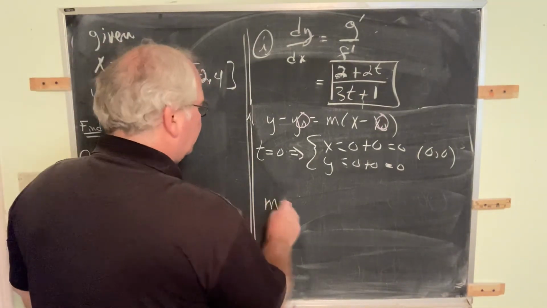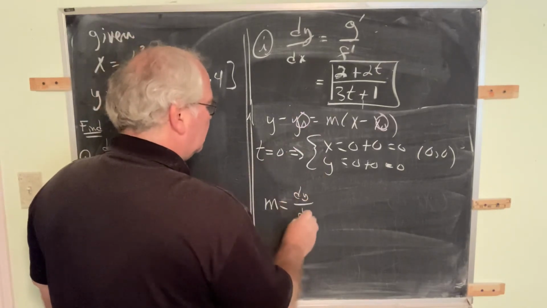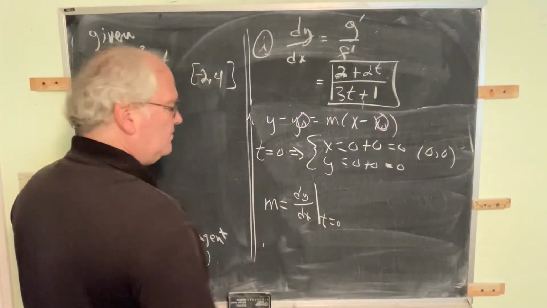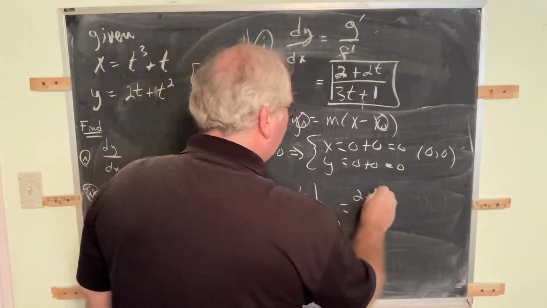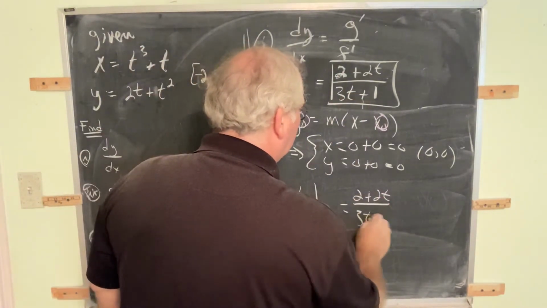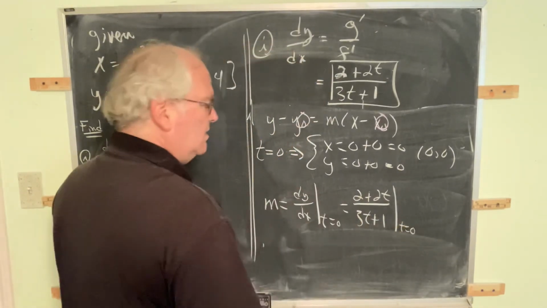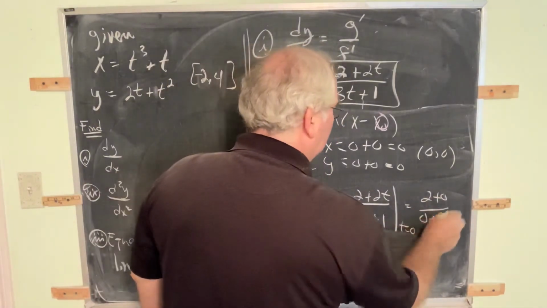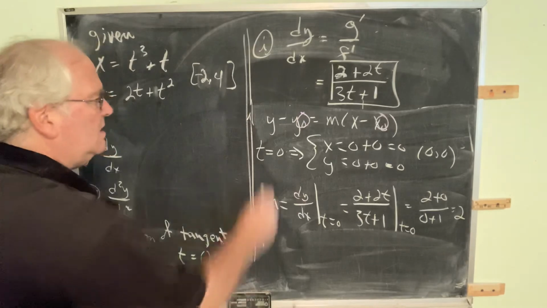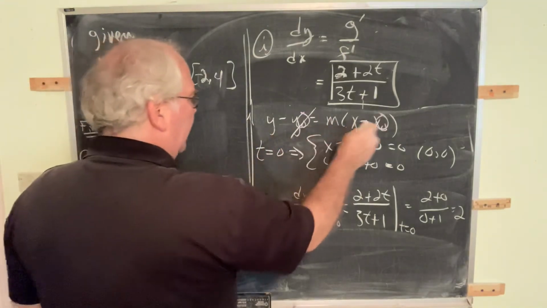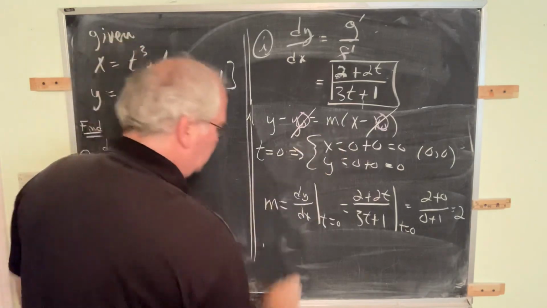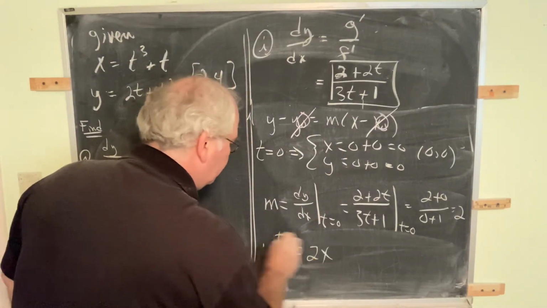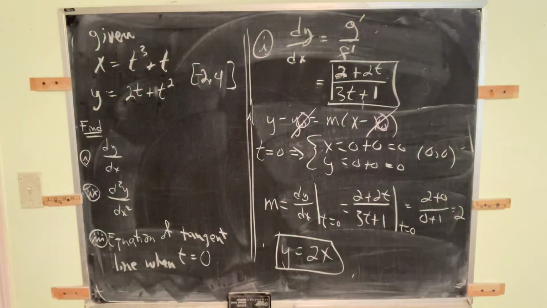So the slope is given by the derivative evaluated when t is equal to 0, which is to say it's this evaluated when t is equal to 0. That's 2 plus 0 over 0 plus 1. That's 2. So y minus 0, this term falls out. x minus 0, that term falls out. Slope is 2. All we have is y is equal to 2x. So the procedure is the same. The principle is the same. The different specific way to find the derivatives is what's changed here.